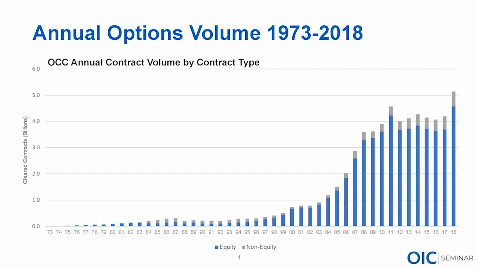You see that spike there in 2011. For those of you in the markets back then, you may remember the sovereign debt crisis in Europe and the possibility that the Eurozone was going to explode. That caused elevated volatility throughout that entire year, and we had a spike in volume up around 4.5 billion contracts.